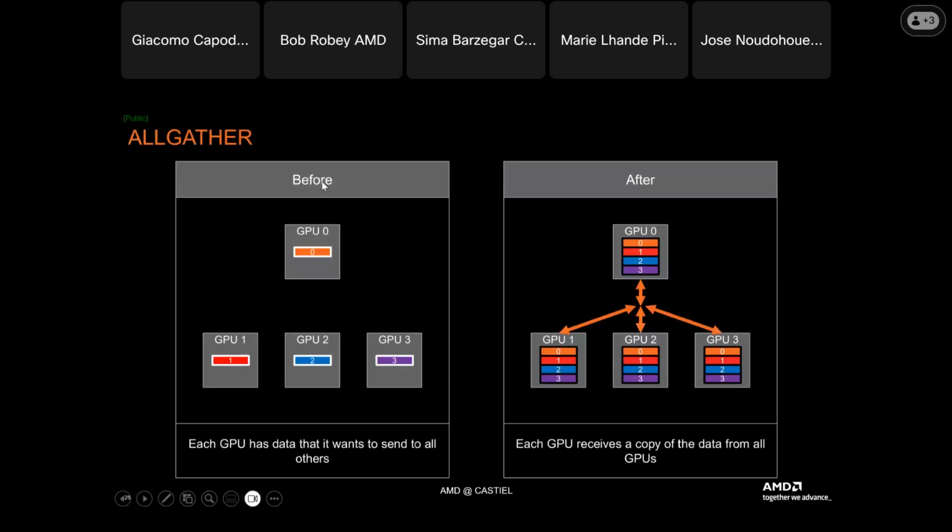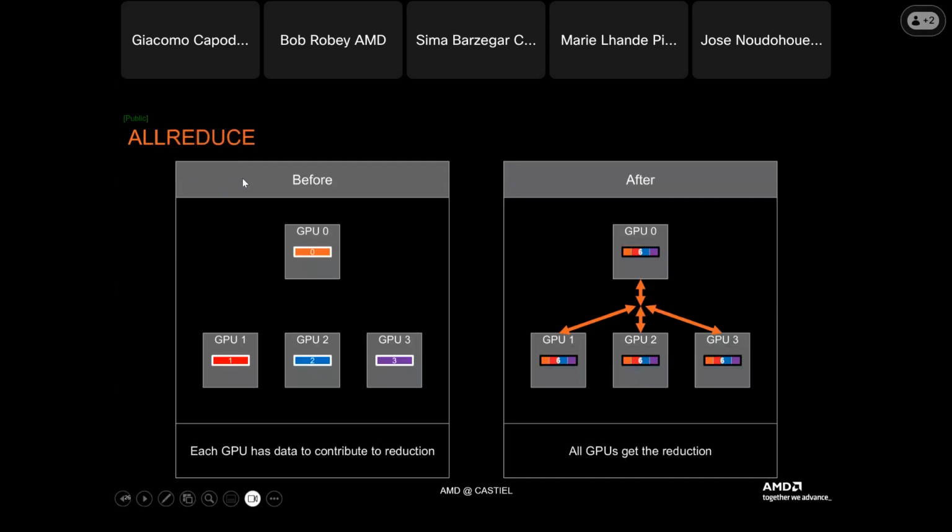Here is a similar example, all-gather. Each GPU has data that it wants to send to all the others. Before, we have this state, but after the all-gather, that is what we have at every GPU level. Each GPU receives a copy of the data from all GPUs. So GPU 0 will receive a copy of 1, 2, and 3, and vice versa. The same thing happens for all of the GPUs because we are using all-gather.